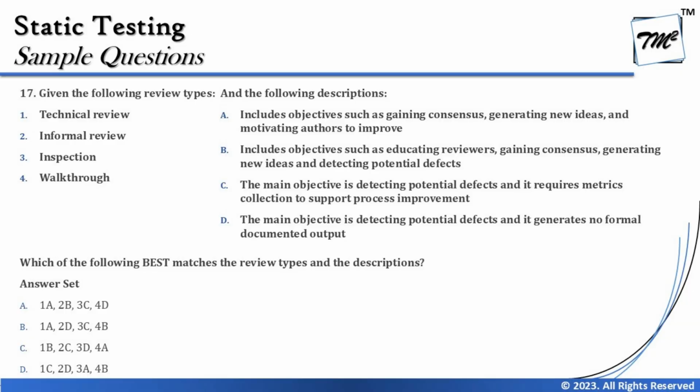Okay, technical doesn't have it, walkthrough doesn't have it, informal doesn't have it. But inspection has metrics collection, as well as entry criteria, exit criteria, and use of checklist. Are these all unique words for inspection? And then we are left with the one last, that is the fourth, walkthrough.